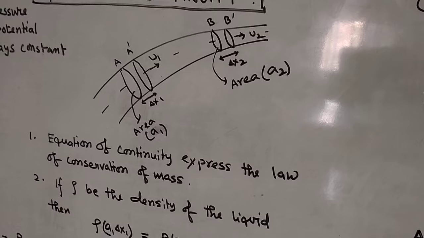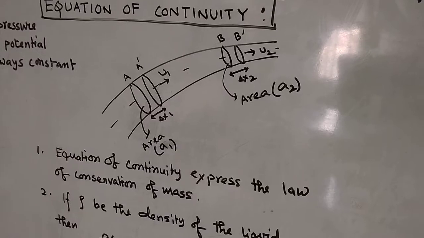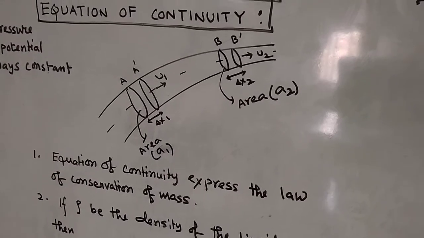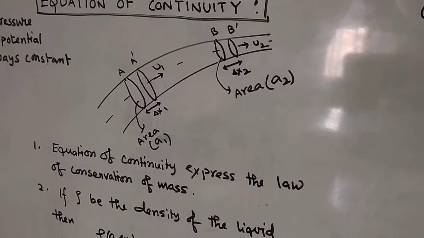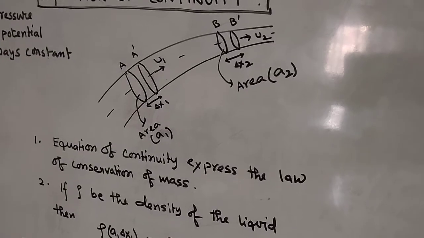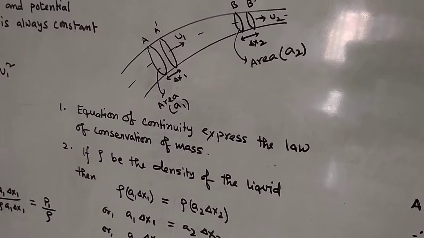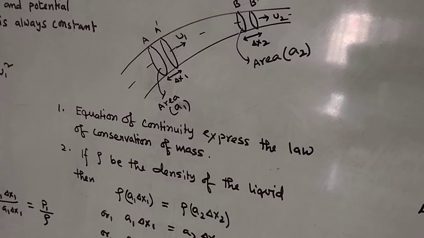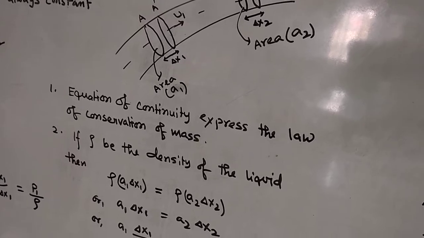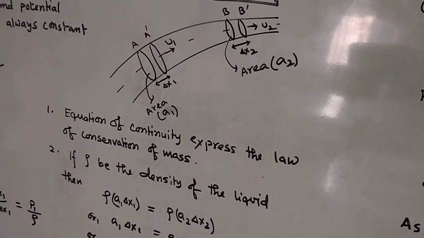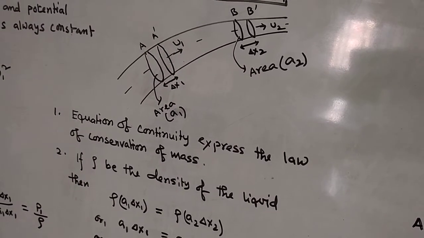Now you see, the equation of continuity expresses the law of conservation of mass. It says that if the time interval is constant, then the amount of liquid that moves from A to A dash is the same as the amount of liquid that moves from B to B dash, though it has different velocity and different area of cross section. This is conservation of mass. If rho is the density of the liquid, then the amount of liquid that moves from A to A dash is rho A1 delta x1. That is volume into density, which gives you the mass. And at B, volume into density, where the volume is A2 delta x2.